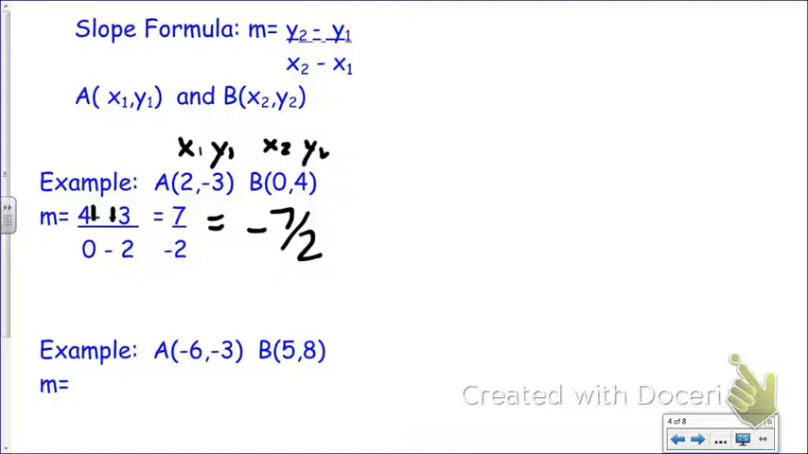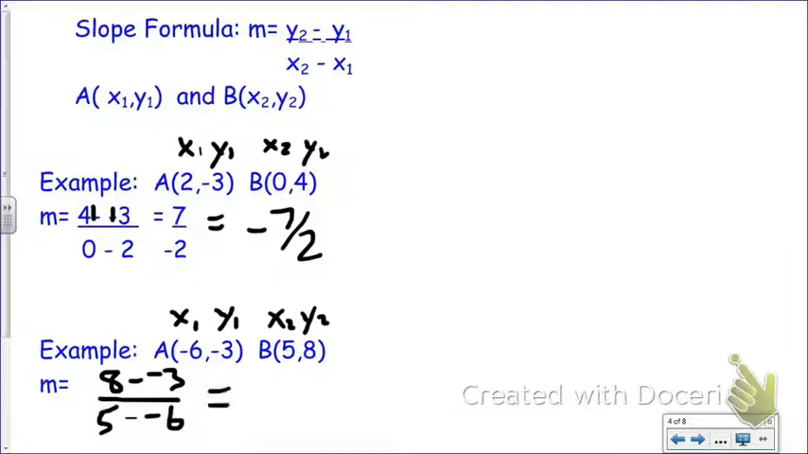Okay, here's an example for us to try on our own. Again, y2 and y1 are what go on top. y2 would be the 8, and y1 would be the negative 3. So we're going to go 8 minus negative 3 on the top. Then I'm going to take the second x minus the first x on the bottom, so 5 minus negative 6. The top is going to turn into 11, and the bottom is also going to turn into 11. You can reduce your fractions when you're done, and 11/11 is the same as 1. So that one has a slope of 1.